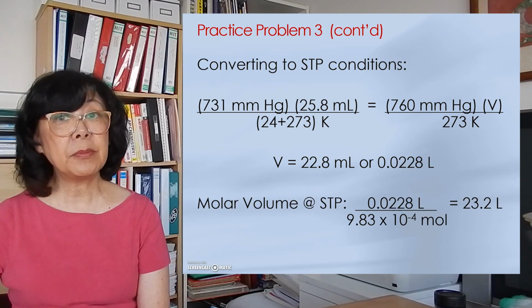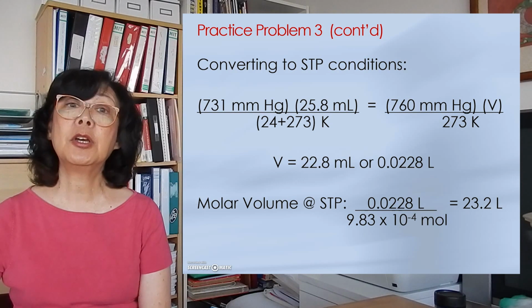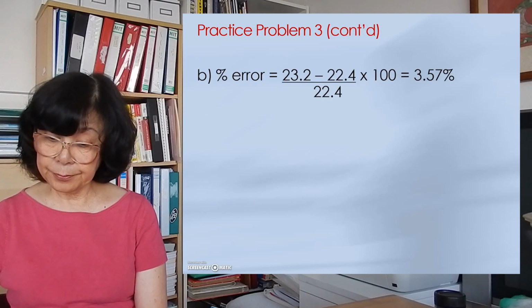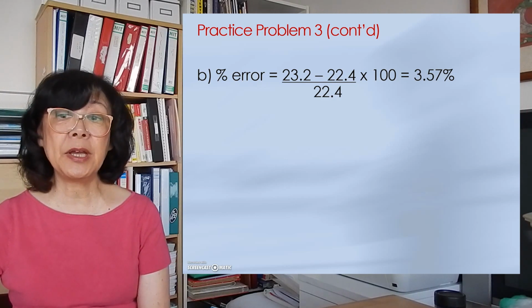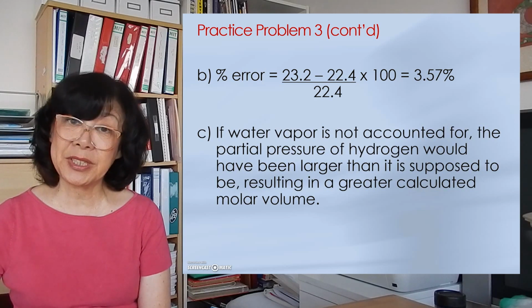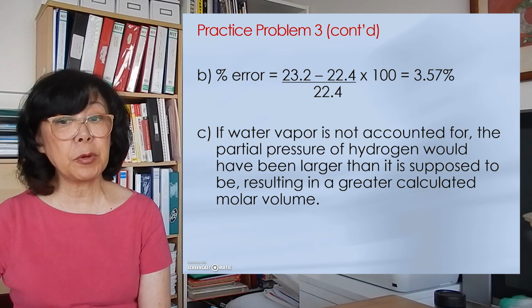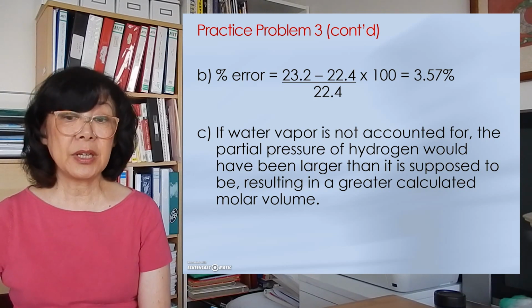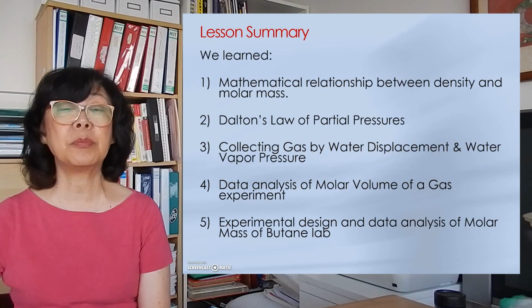Therefore, the molar volume of hydrogen at STP is calculated by dividing the volume by the moles, which turns out to be 23.2 liters per mole. Compared to 22.4 liters per mole, the percent error is 3.57%. Now, if we did not account for water vapor, what would happen? That means the partial pressure of hydrogen would have been larger than it's supposed to be, resulting in a greater calculated molar volume.